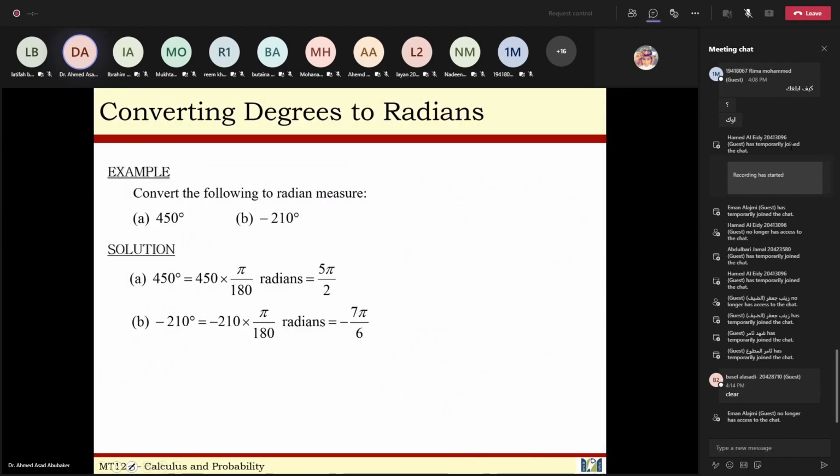This is to convert to radian. Just take this degree multiplied by pi over 180, cancel the zeros, pi divided over 9, and this is equal to 5 pi over 2. And this is the same, okay?